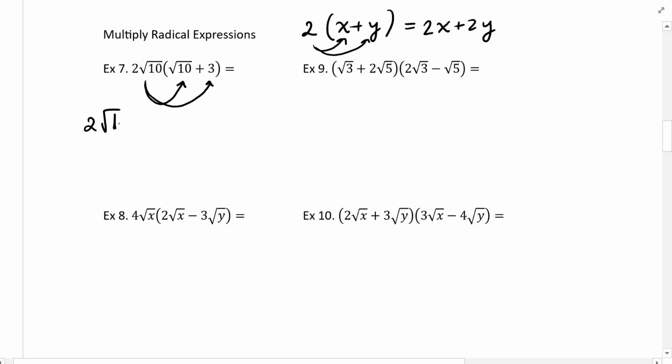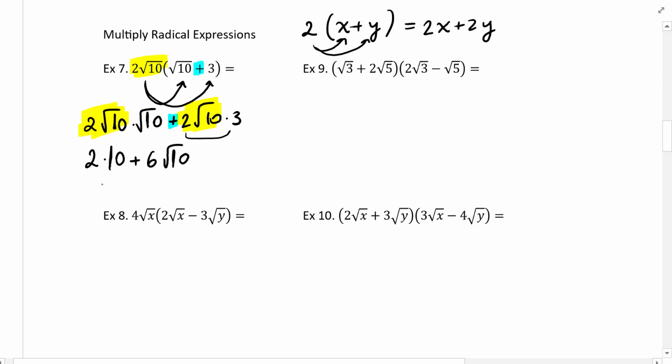So 2 square root of 10 times square root of 10 plus 2 square root of 10 times 3, right? So this 2 square root of 10 will be multiplied by both of the terms from inside the parentheses, and we had plus between them, so we get plus. So now let's simplify them. Now 2 times square root of 10 times square root of 10, it's square root of 100, which is just 10, plus 2 times 3, it's 6 square root of 10. So we get 20 plus 6 square root of 10.